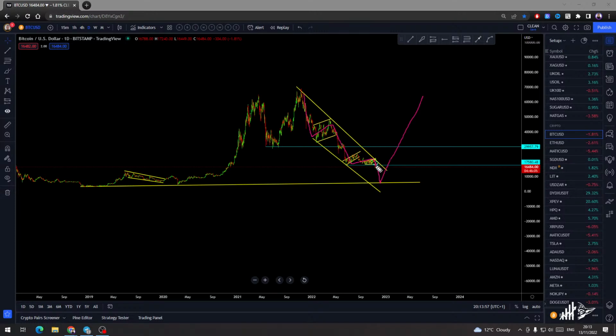There's still some room to the downside, so make sure you don't buy Bitcoin too early. It's not ready yet. It's not the time when you should buy the Bitcoin.